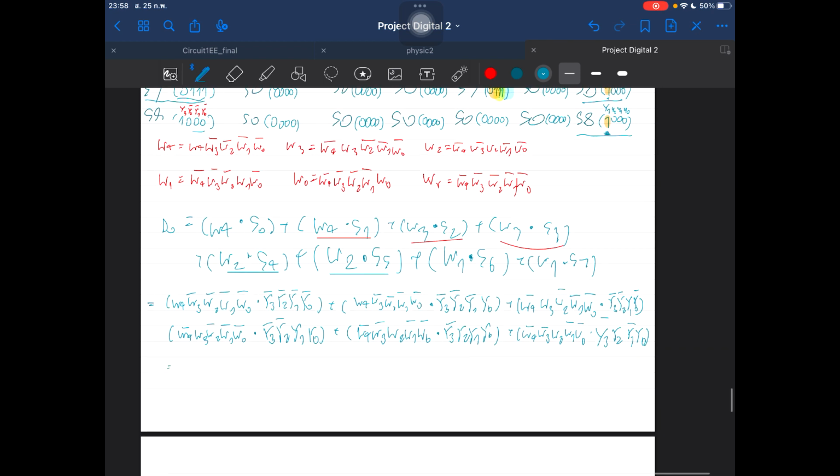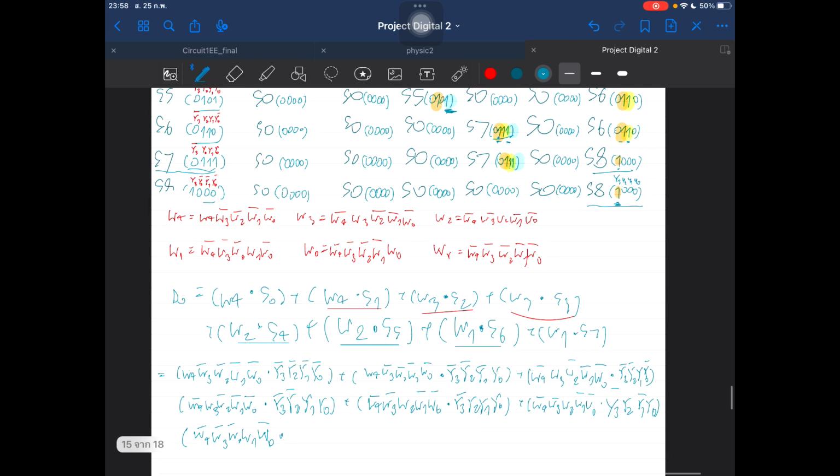And then look at another equation. In this line, W1 is W4 that, W3 that, W2 that, W1, W0 that. And with state 6, state 6 name is Y3 that, Y2, Y1, Y0 that. And finished. Go to the next line.